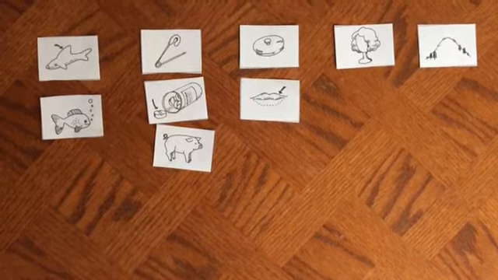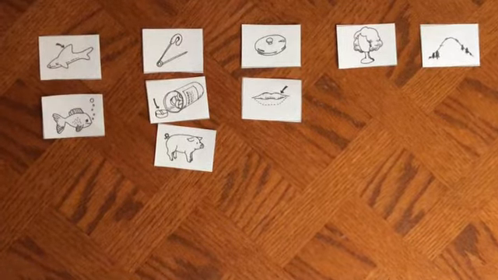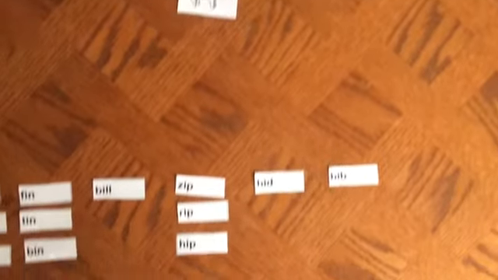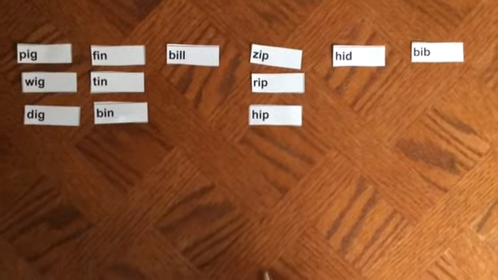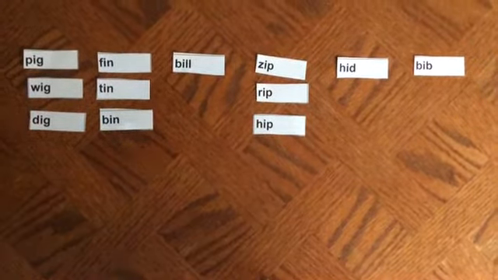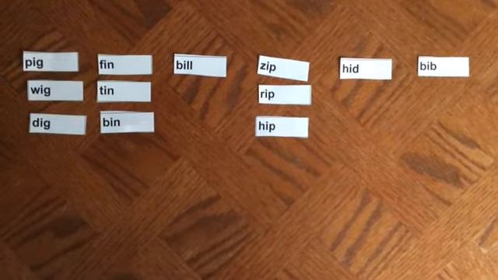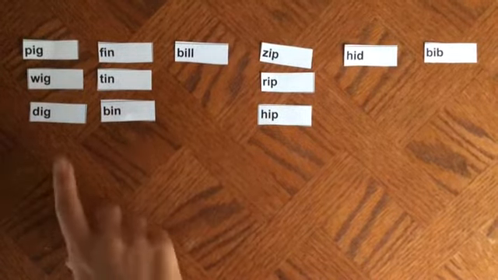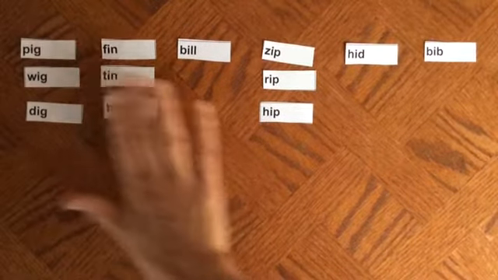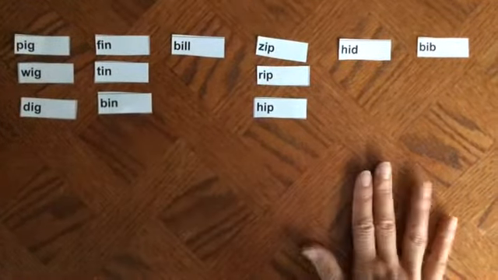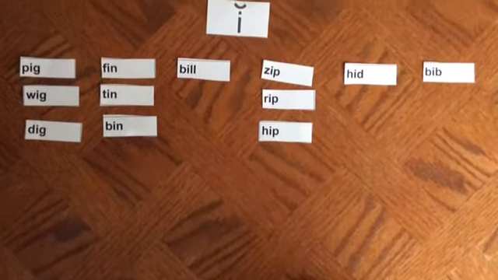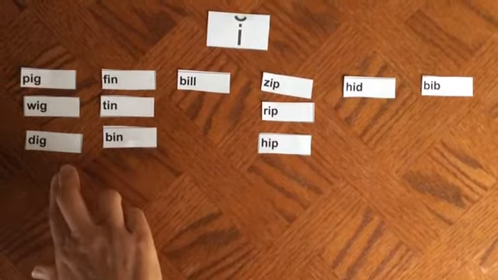For the word sort group, it's mostly the same, except for the fact that they will need to glue the words. The picture group does not glue, they only write, because we will need those pictures to be moved around later in the week. So for this first group, the word group, they sorted by the short I sound as well, but by the short I pattern.